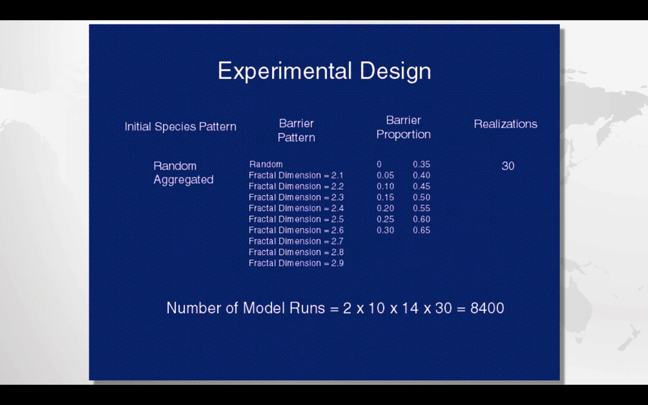And then what you can do is run an experiment. And in this case, the experiment has many different variables. It has random and aggregated setups on the landscape. It has different amounts of barriers, and barriers simply prevent the movement of species into certain cells. You can also vary the proportion of the landscape that is barriers.